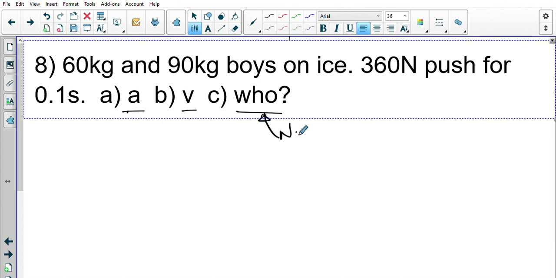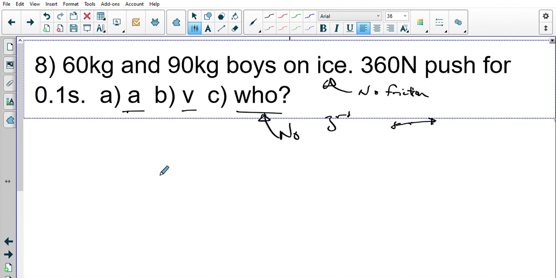The answer is no. And that comes to Newton's third law of motion, that when you push in one direction, you're being pushed in the opposite direction with the same amount of force. Now, the acceleration and velocities are going to be different. And why do we say this on ice? Because that tells us no friction, and that just makes it easier to calculate things.